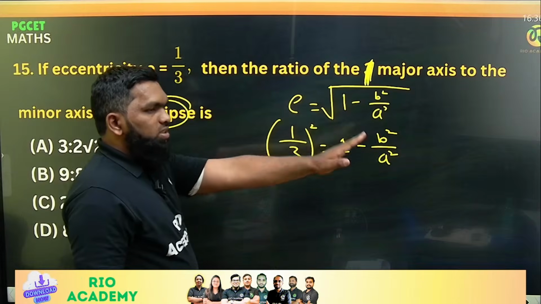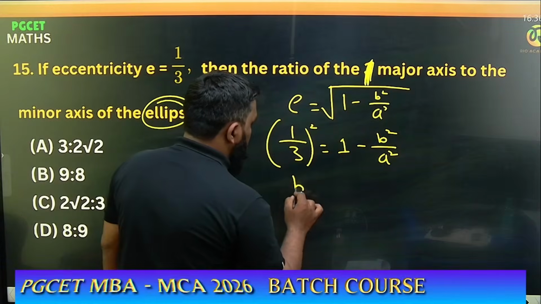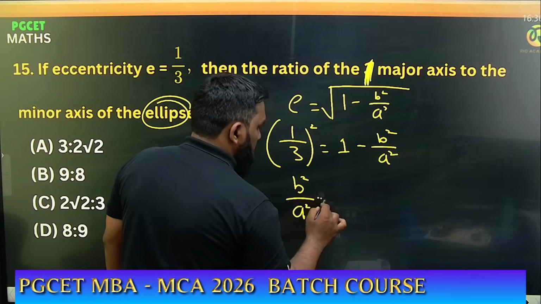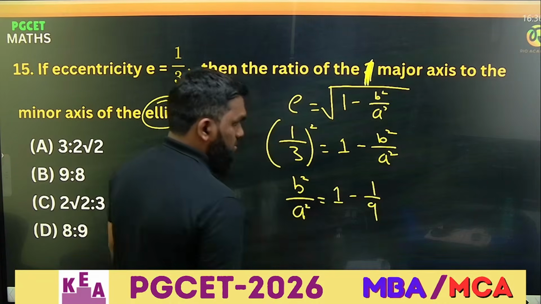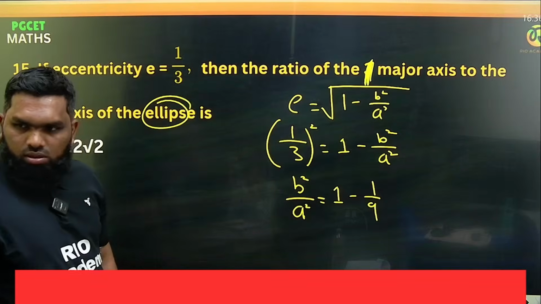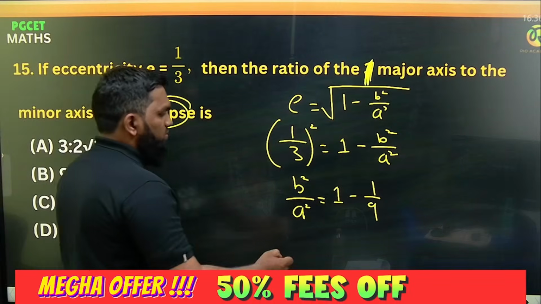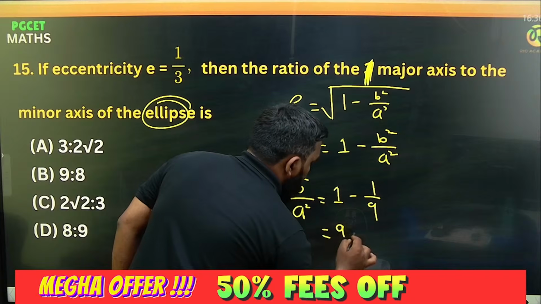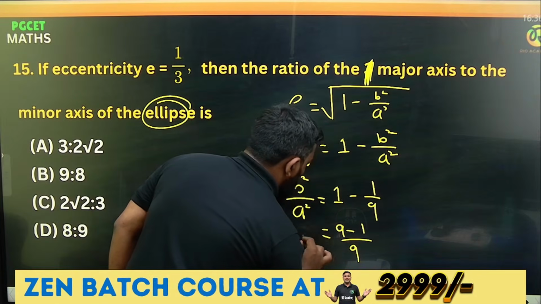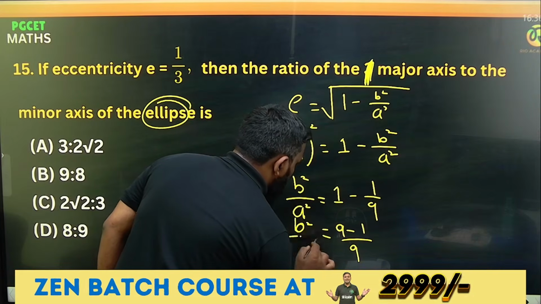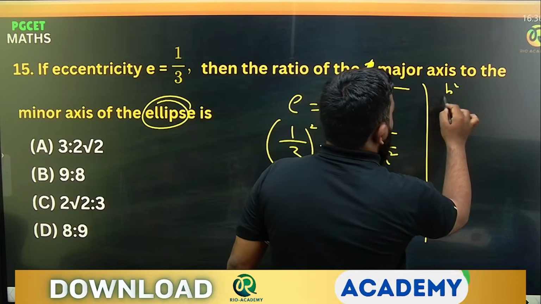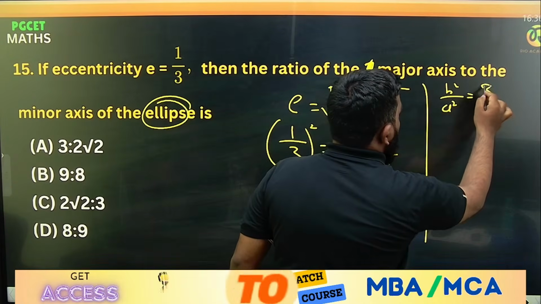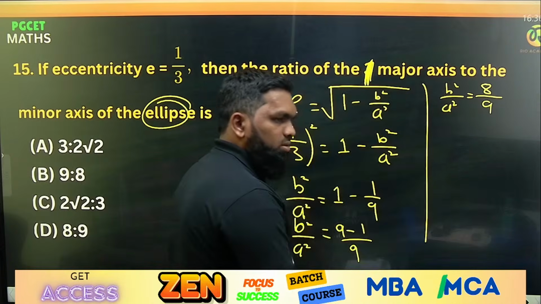Now this term shifts to this side, this term shifts to this side. That is b square by a square is equal to 1 minus 1 by 9. Now take the LCM for this. What will be the answer? 9 minus 1 by 9. b square by a square is equal to 8 by 9.